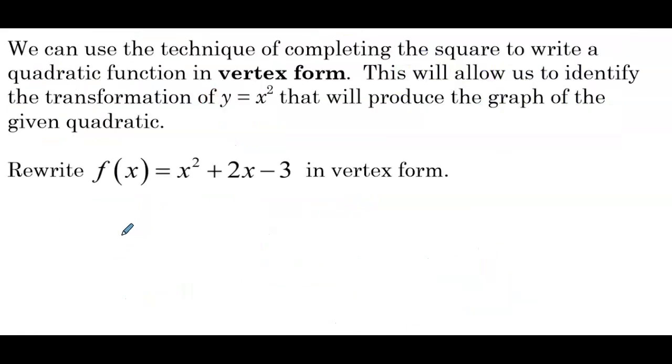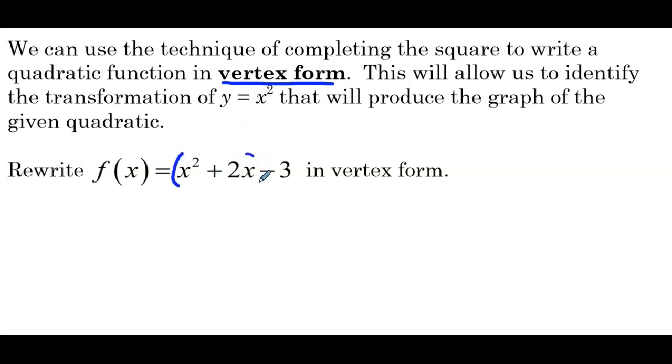So we can use the technique of completing the square to write a quadratic function in vertex form. So that's our new form. This will allow us to identify the transformation of y equals x squared that will produce the graph of the given quadratic. So essentially, by completing the square, we're setting it up to be written as a transformation. And we've done transformations, so that will make it easier for us to graph. So rewrite f of x equals x squared plus 2x minus 3 in vertex form.